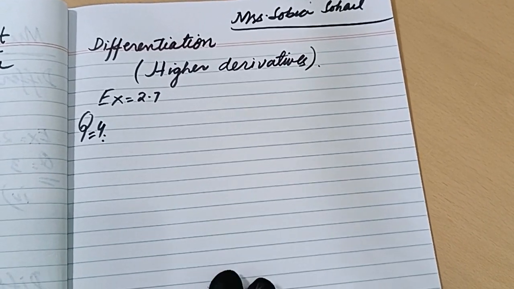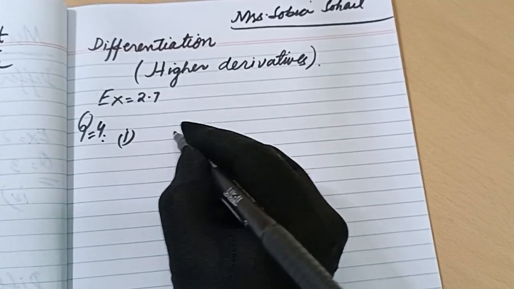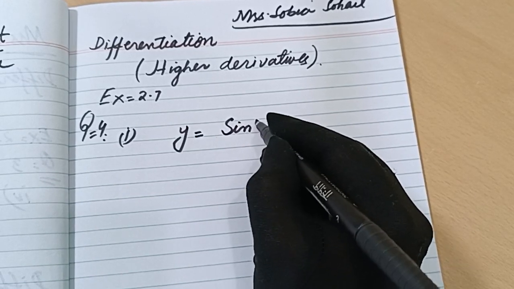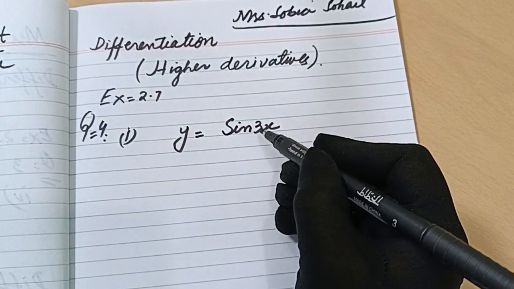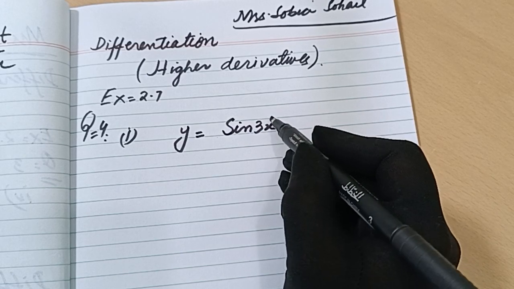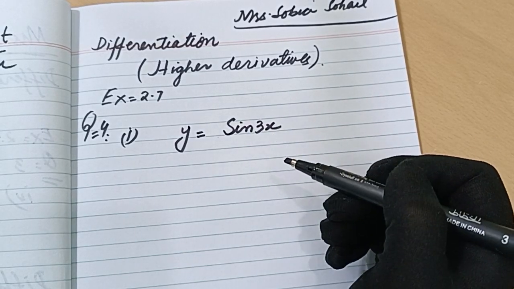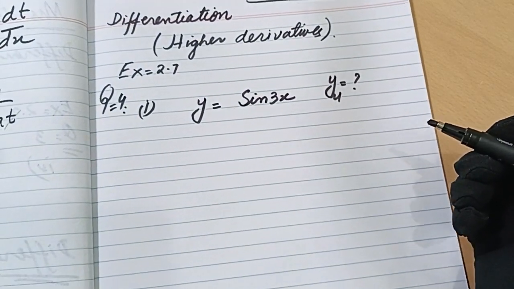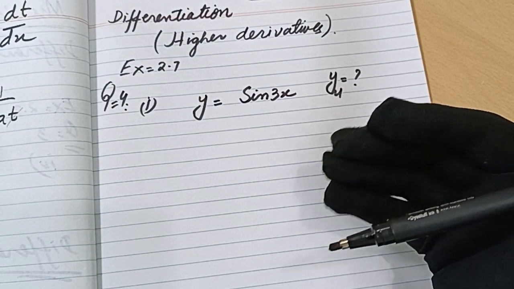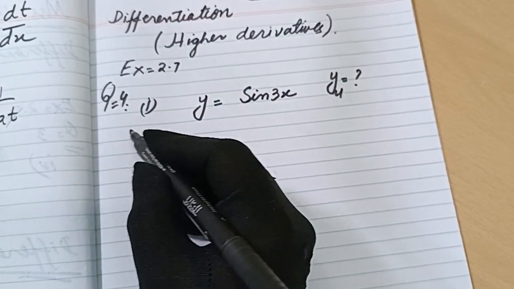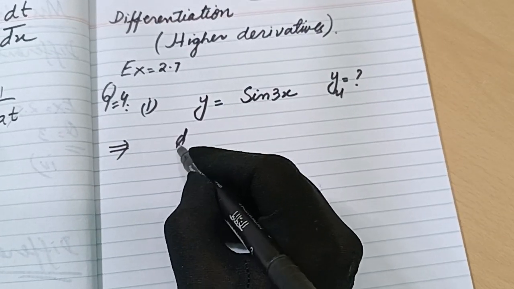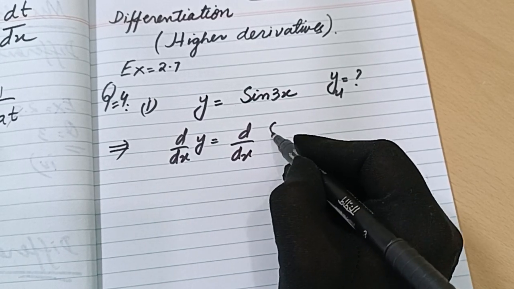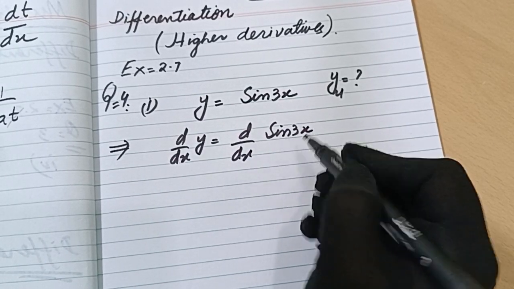So the first case which I have selected is when y, meaning any function, is equal to sine of 3x. I have taken a trigonometric ratio in which the angle has a coefficient. So find out y4. We have to find the derivative four times. First derivative: d by dx of y and d by dx of sine of 3x.